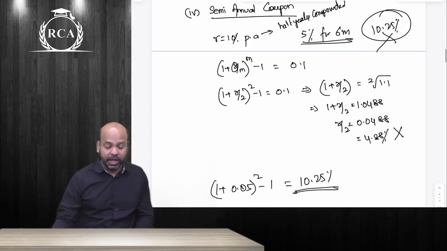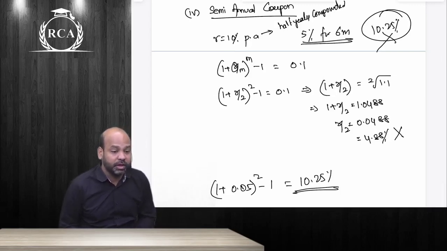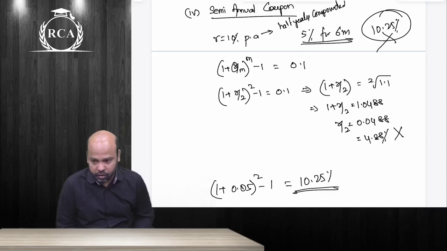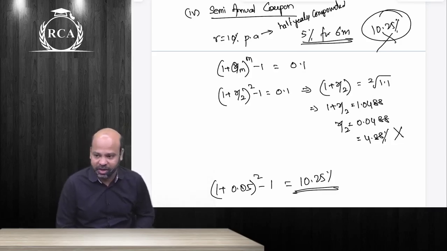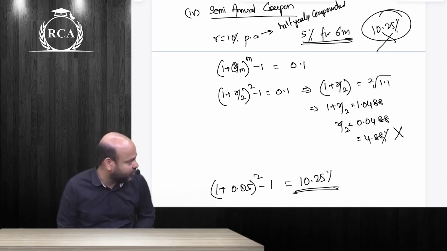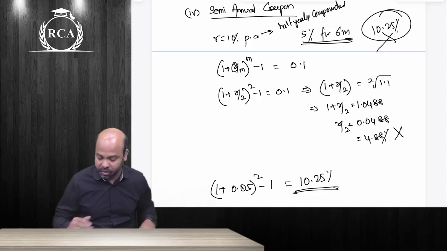If it's a semi-annual coupon paying bond, I said you should take semi-annual coupon amounts and also you should divide the discounting rate by 2. So it will be semi-annual coupon amount into PVAF at R by 2% for 2N periods plus redemption value into present value factor at R by 2% for the 2Nth period.